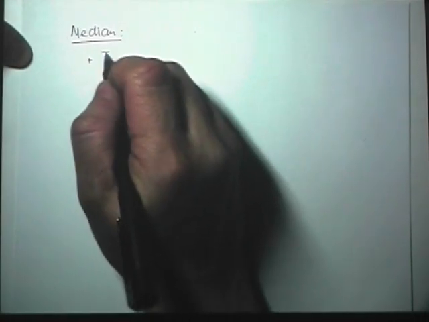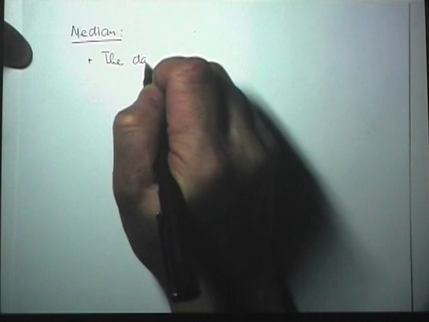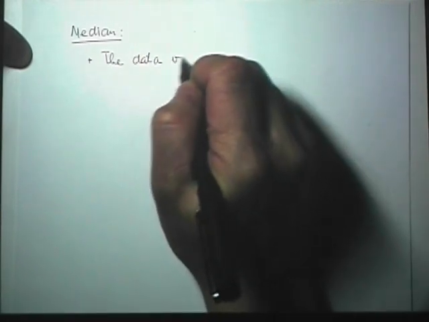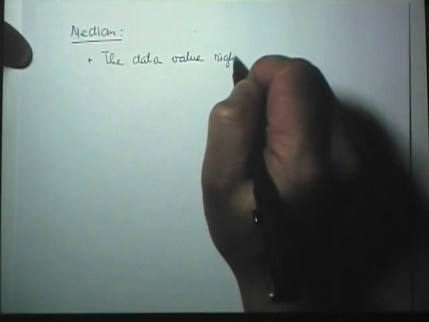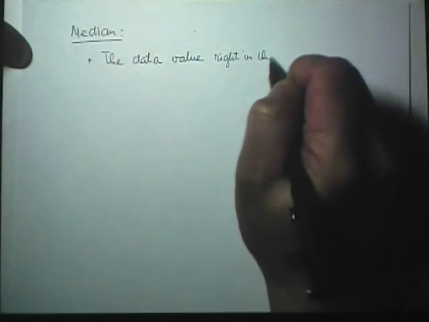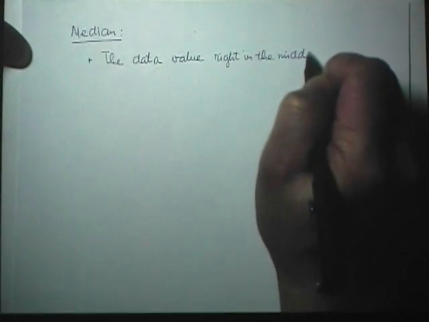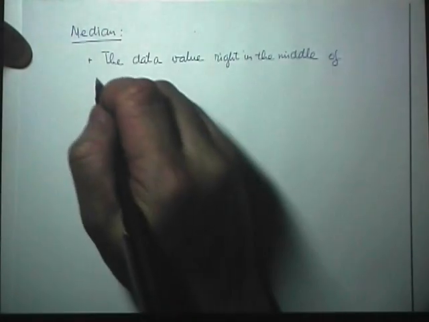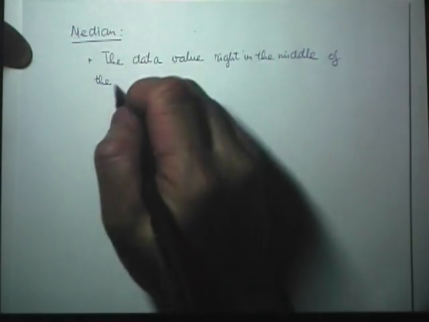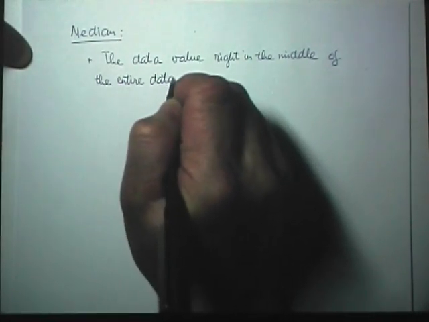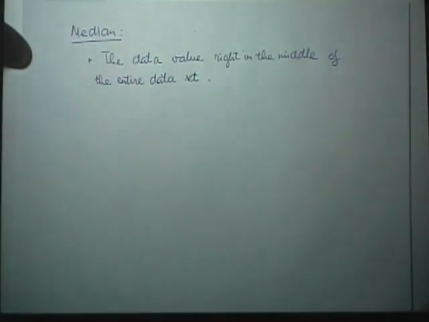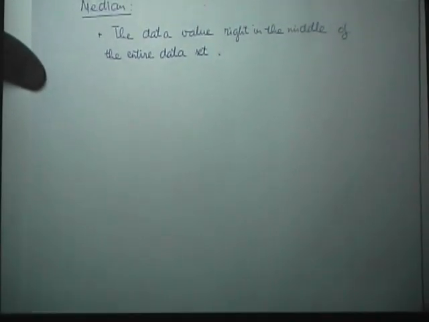So a median is the data value right in the middle of the data set, of the entire data set.